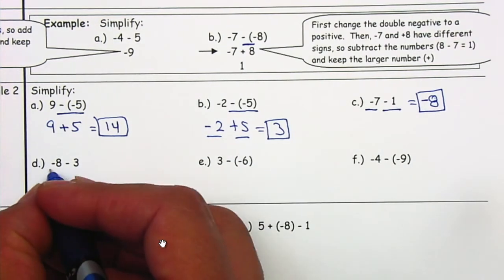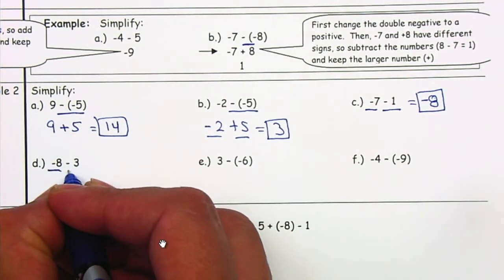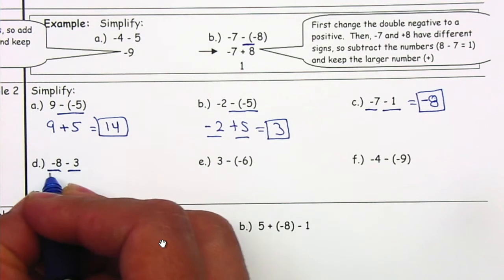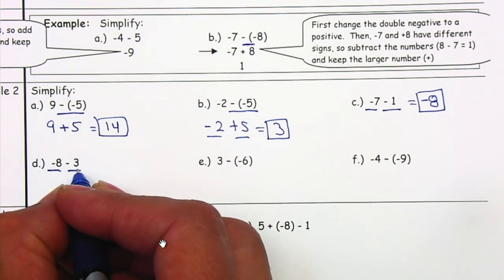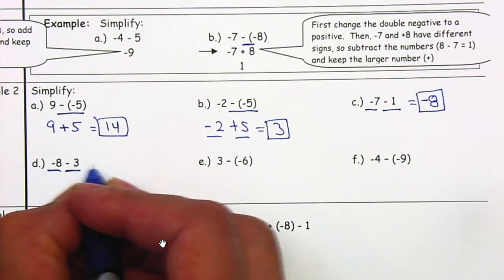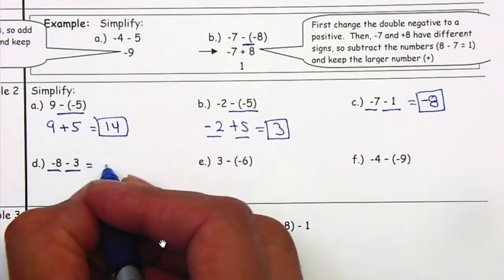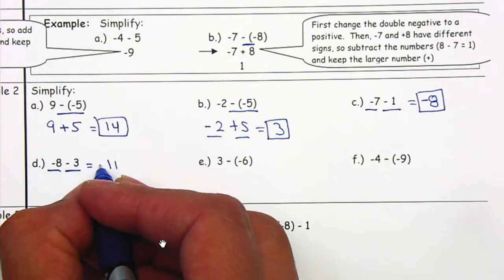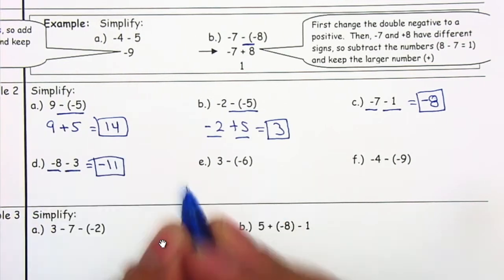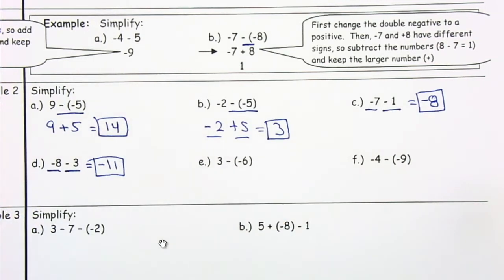Letter D. And you need to be able to underline each of the numbers with its sign. Do not underline just the 3. The negative belongs to the 3. So they have the same sign. You're going to add, 8 plus 3 is 11, and keep the sign of the bigger number, so it's negative. Remember, go and try the letter E and F and see what you get, and then we can compare answers.